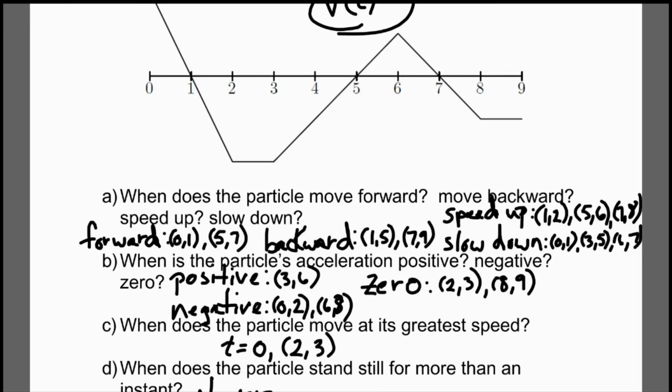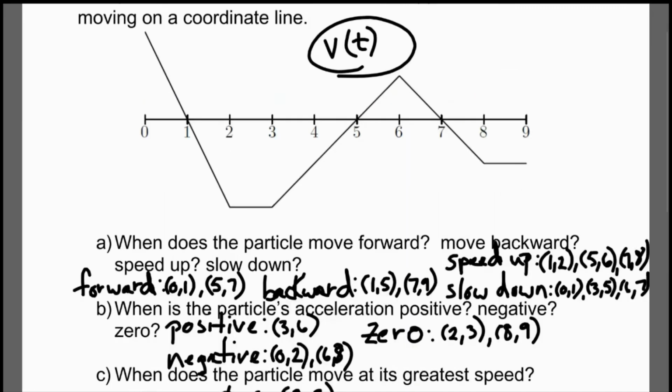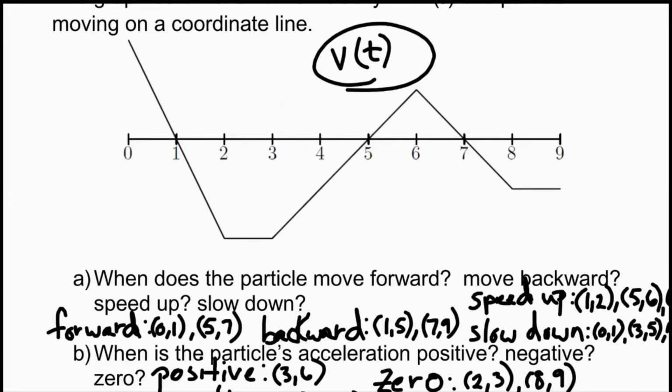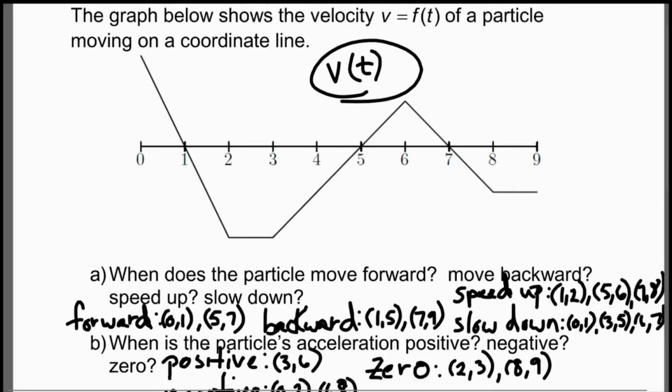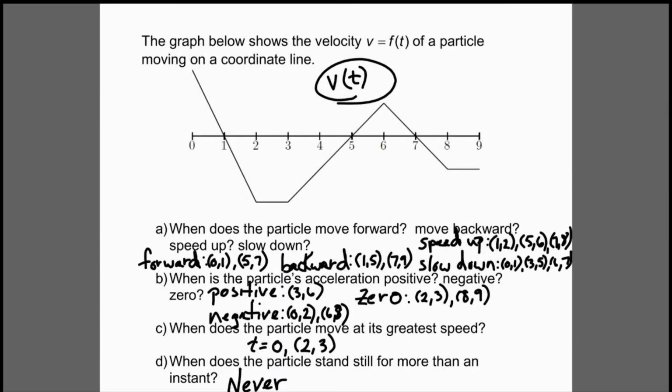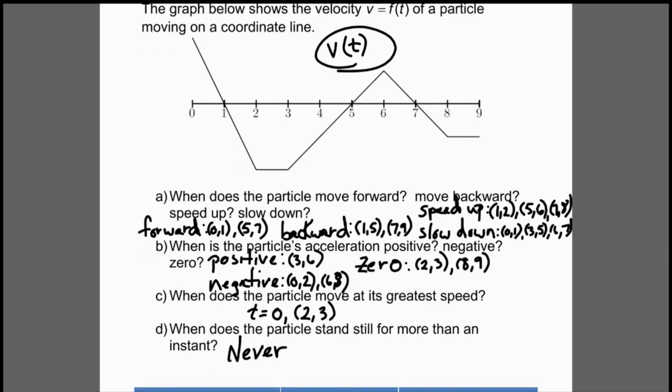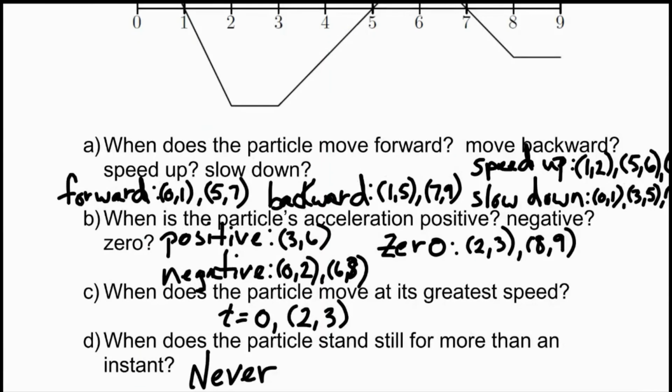When is the particle's acceleration positive, negative, or zero? Remember, the acceleration is the slope of the velocity graph. So if my velocity graph has a negative slope, that means the acceleration is negative. On this first interval from time 0 to time 2, I've got a negative linear section to that graph. That means acceleration is negative throughout that interval. When I have a positive slope, obviously my acceleration is positive. And when I have horizontal segments, that means my velocity is not changing. It's staying constant, so my acceleration is 0. And that's where those time intervals from 2 to 3 and 8 to 9 came from.